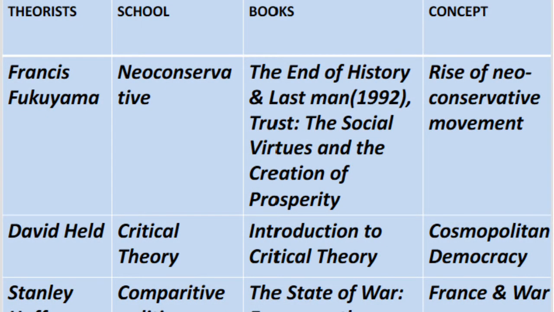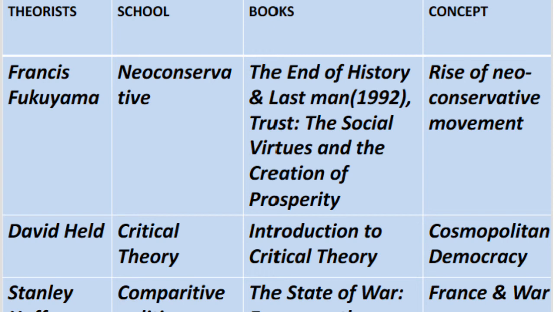The next one is Francis Fukuyama. Francis Fukuyama is a neo-conservative thinker. His important book is one of the major books in the history of political science, that is The End of History and the Last Man, published in 1992. Another book is Trust: The Social Virtues and the Creation of Prosperity. His important concept is the rise of the neoconservative movement.